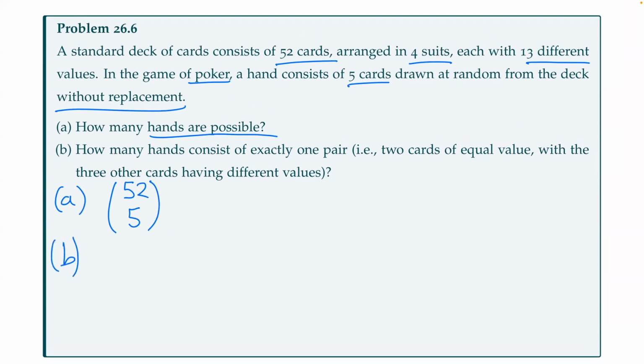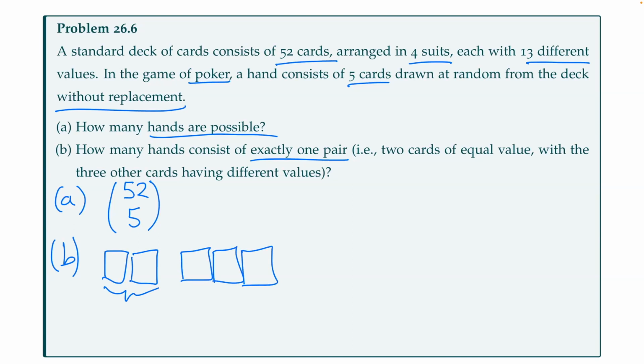Okay, part B is a little bit more complicated. So how many hands consist of exactly 1 pair? That's 2 cards of equal value, with the 3 other cards having different values. So what does this look like? Suppose you're playing Texas Hold'em, you get given 2 cards initially. We want these to be a pair, and these other cards to have 3 different values, different to what you start with as well. For example, you could have 2 aces and then Jack, Queen, King.